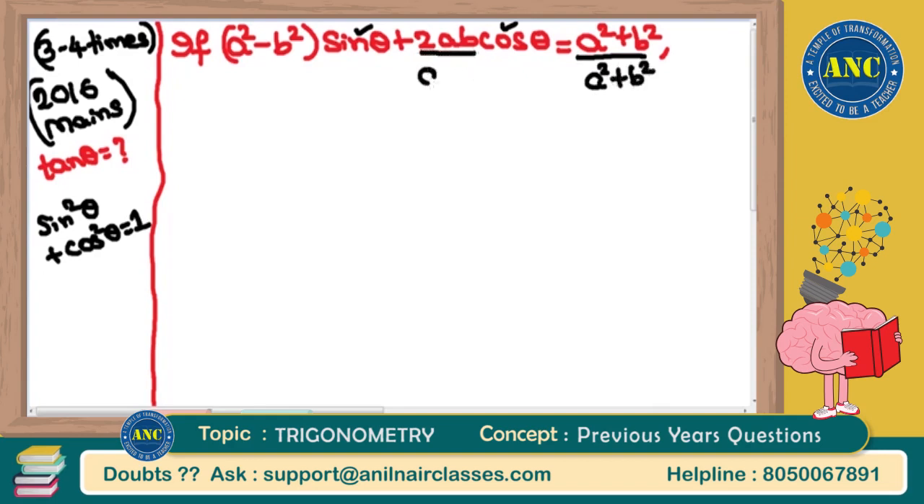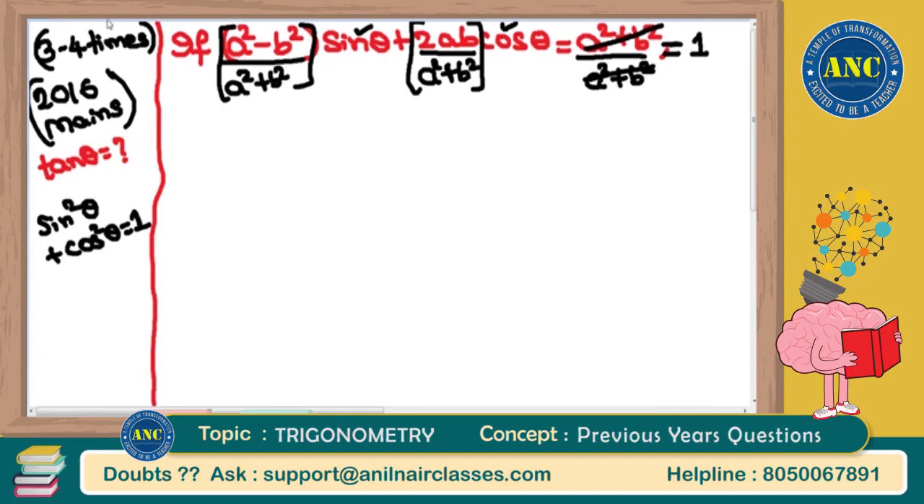Divide this also by a square plus b square. I believe step number 1 is very clear for you people. Now if I divide, this is what I am left with. Dividing by a square plus b square, on the left I am left with 2ab by a square plus b square. On the right-hand side, a square plus b square by a square plus b square is nothing but 1, right? This is what I am left with.